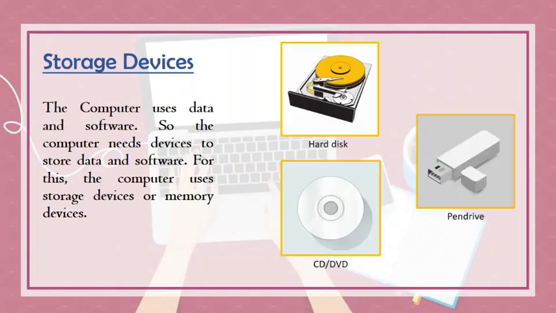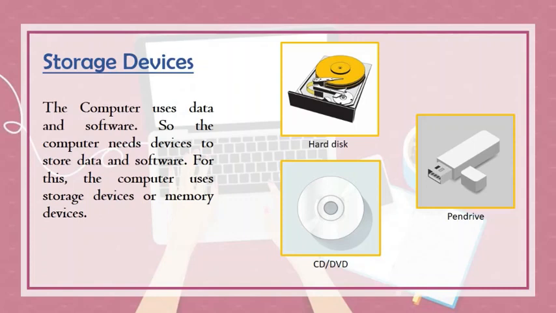The next is storage devices. The computer uses data and software, so the computer needs devices to store data and software. For this, the computer uses storage devices or memory devices. So here are some examples of storage devices. First is hard disk. The hard disk is fixed inside the CPU box. It stores a huge amount of information.